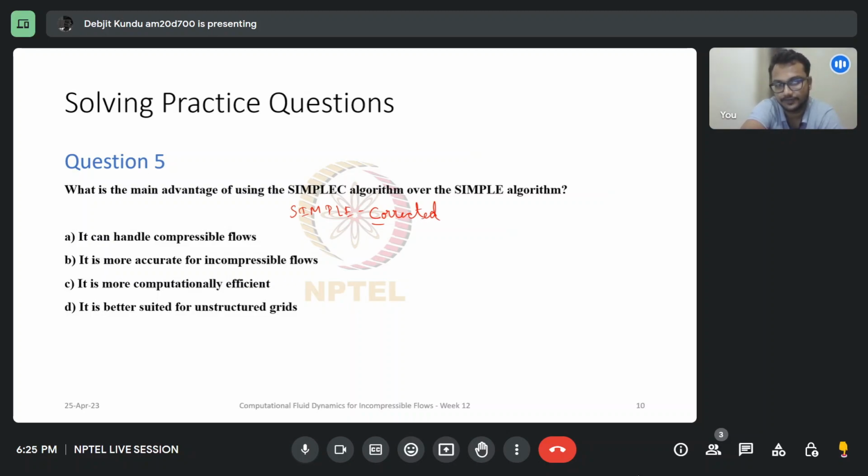So question number 5 is asking us what is the main advantage of using the simplex algorithm over the simple algorithm? Can it better handle compressible flows? Is it more accurate for incompressible flows? Is it more computationally efficient? Or is it option D, it is better suited for unstructured grids?